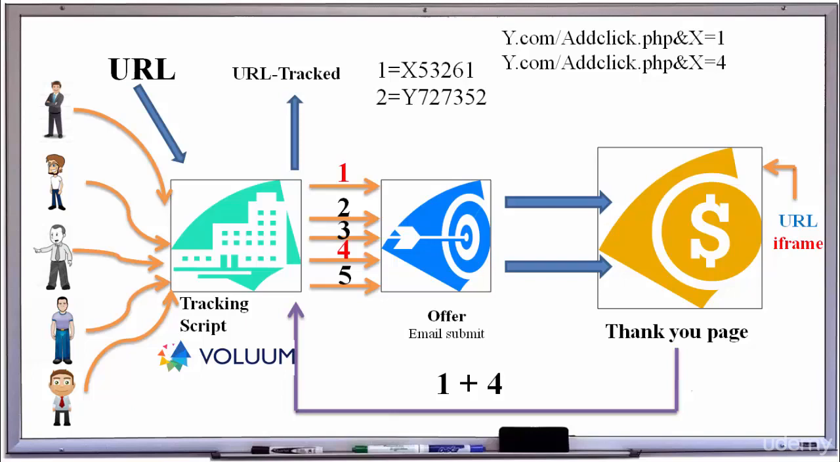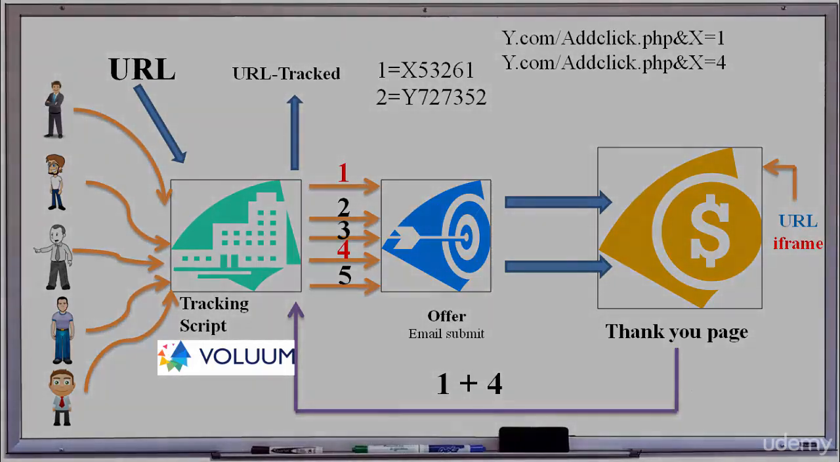So now we know that visitor number 1 and number 4 submitted their email and completed the action. So you will ask what's the benefit of knowing that visitor number 1 and number 4 submitted their email. In the next video, I will show you what the benefit is of knowing this number and that visitor who completed the action.